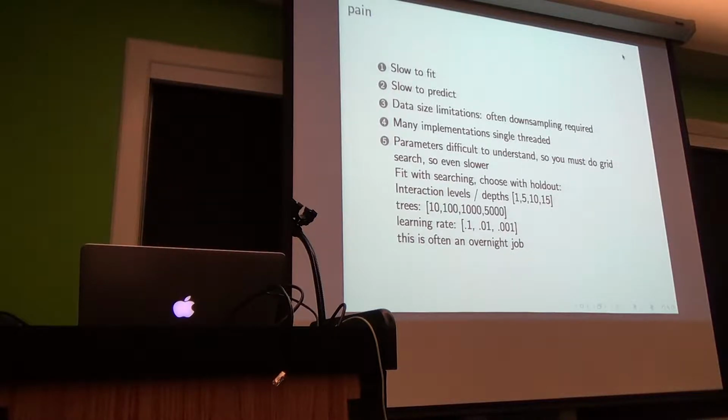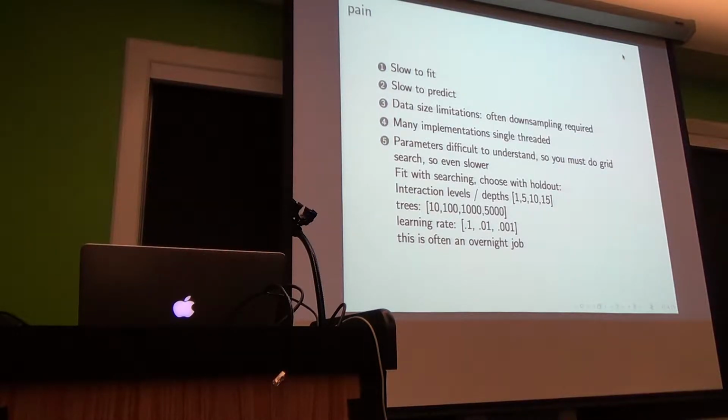It has severe data size limitations. You're often going to have to do downsampling, and of course the fear when you're downsampling is that you're throwing away data that otherwise would improve your model. Many implementations are single-threaded, so it kind of sucks to buy a very nice 32-core computer and watch one core sit there and work and the other 31 sit and spin while you're waiting for your model output.